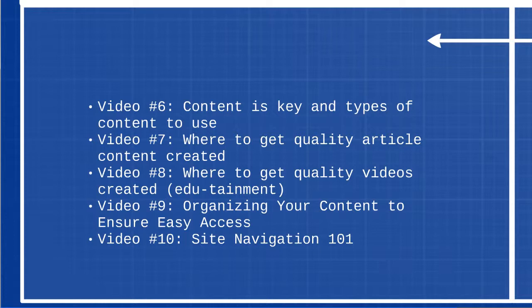And that brings us to video number eight, which is where to get quality videos created. Basically edutainment, educational videos that are mixed with entertainment. So as you know, people watch a video, they get bored after a while. If it is entertaining though, they will more likely watch the whole video. So I'm going to show you some strategies and how you can go about approaching creating videos and how to get other people to create them for you. And video number nine is organizing your content to ensure easy access. And of course, number ten is Site Navigation 101. You want to make sure that your content is easily accessed.